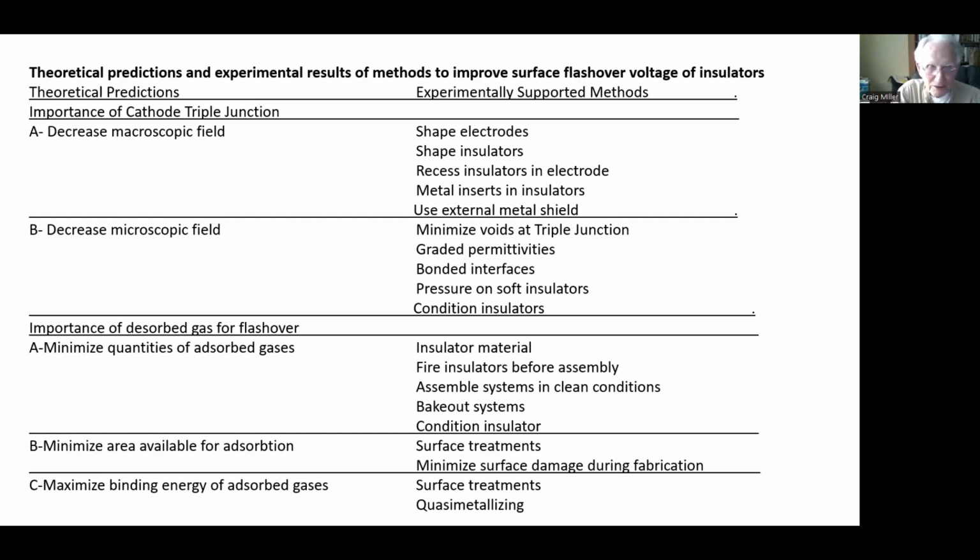Minimize the area available for absorption. Again, surface treatments. Reduce surface damage during fabrication. Be very careful, because any surface scratches and such give you more surface area. Plus, the damaged surface is often more likely to absorb gas. Minimize the binding energy of the absorbed gases. Surface treatment can do this, and this is one of the ways we think the quasi-metallized technique works.